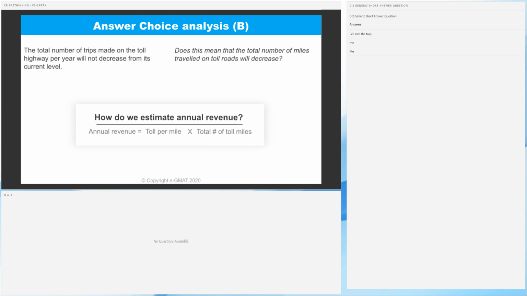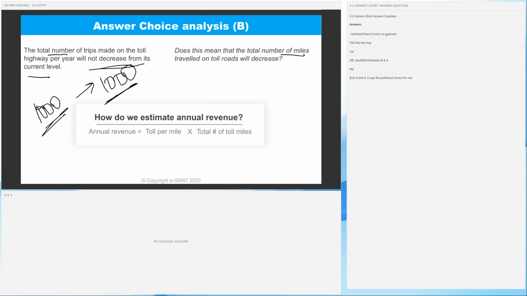Okay. The choice B says the total number of trips made on the toll highway will not decrease from its current level. So what it's saying is, let's say last year there were 1,000 trips made on the toll highway. This year we would still have 1,000 trips made on the toll highway. Okay. Now my question to you is this must be true? Do we need 1,000 trips to ensure that the total number of miles will not decrease? What if there are 950 trips? Does it actually mean that the total number of miles traveled on the highway will go down?